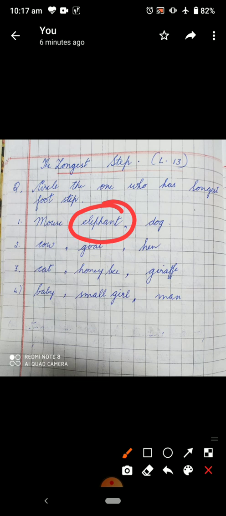Now the size of the feet depends on the size of the animal. Yes or no? You are small, your foot or your hands will be smaller. Your mama or papa are bigger, their hands may be even bigger, and anyone elder to them or grown up people, they have bigger size. Your brother may have a hand bigger than you, and your father may have a hand bigger than your elder brother also. So it all depends on the age and size of the person. And similarly in animals, so the cow is the biggest animal, so it will have the longest step over here.